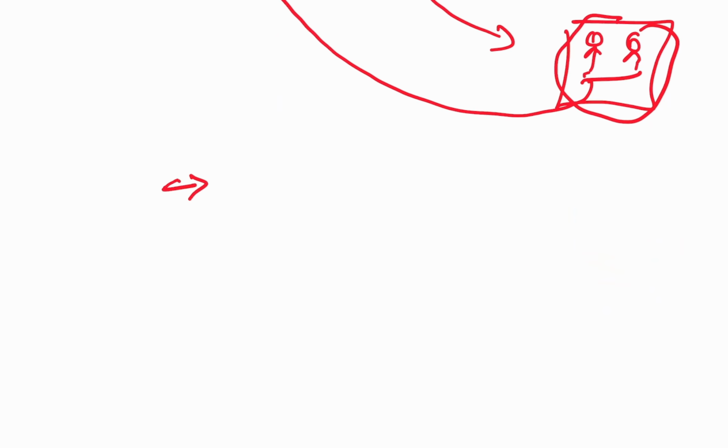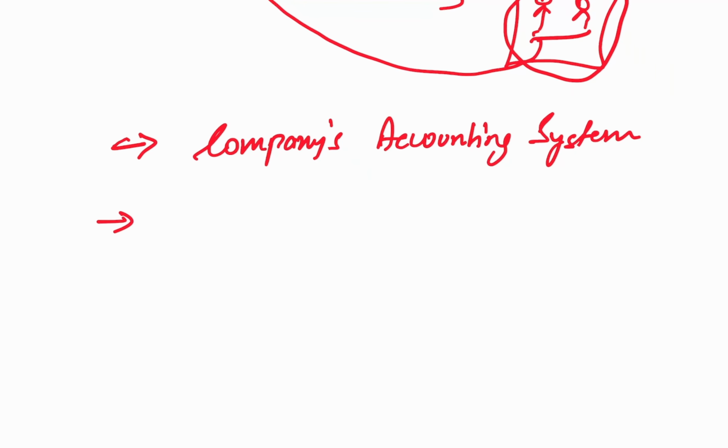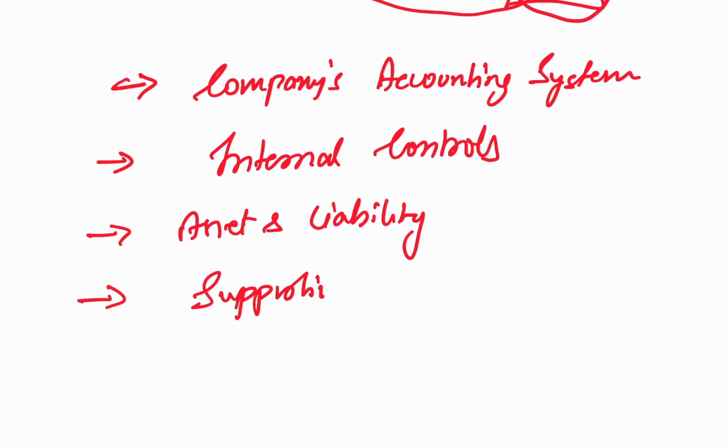Write down what they are going to check: the company's accounting system, internal controls, assets and liabilities, and supporting records. Supporting records means if they are saying that they made sales of say 1800 crores, then they will check all the invoices.